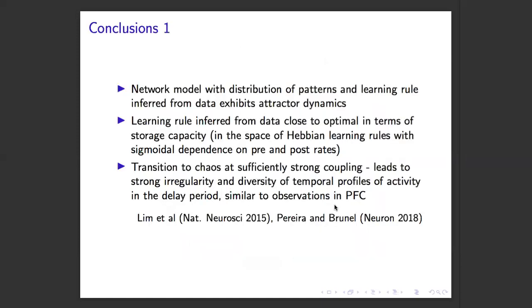Okay, so let me go through a number of conclusions at this point. I just showed you a network model that has a distribution of patterns and a learning rule that are both inferred from data, and I showed you that this actually leads to attractor dynamics. An interesting finding is that this learning rule inferred from data is close to optimal in terms of storage capacity. Of course, optimal here is optimal in a rather restrictive sense. We only looked in the space of Hebbian rules that are separable in the pre and post synaptic rates and have a sigmoidal dependence on both rates. And also, we had a transition to chaos at sufficiently strong coupling, and that is potentially a way to explain the strong irregularity that people have seen in experiments in prefrontal cortex.